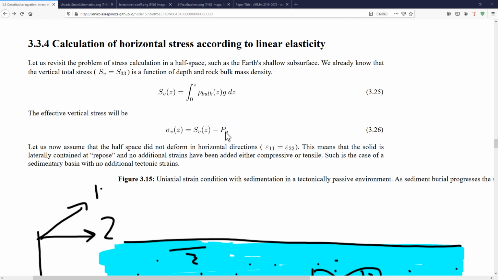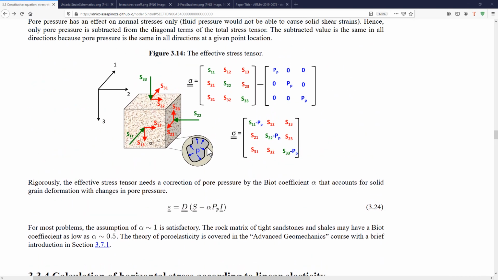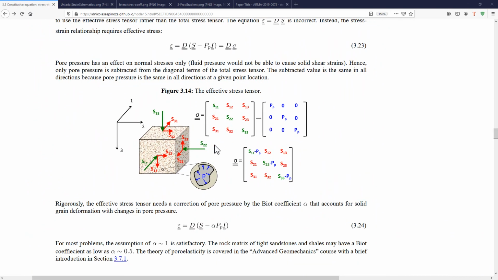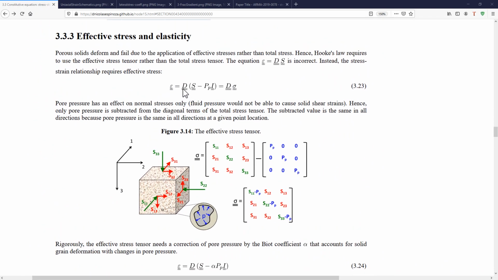With that value and with pore pressure, we can calculate effective vertical stress. And we do need effective vertical stress because deformations depend on effective stresses and not on total stresses. So let's come back a little bit here into the notes, and we see this section in which it is explained that in order to apply either the compliance matrix or the stiffness matrix and calculate the strains as a function of stress, we need to use effective stresses.